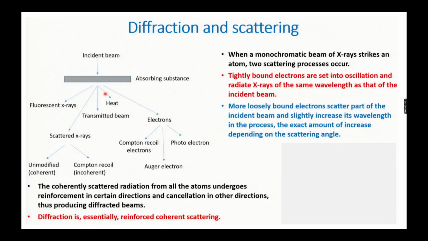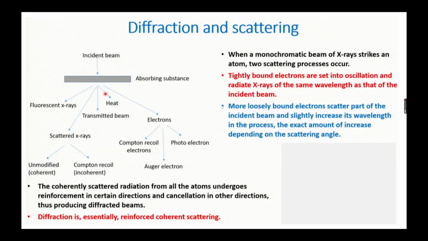So which is right: the diffraction is usually the reinforced coherent scattering, and that is why you get the diffraction. So which was the right one? Here it is saying that this is a full schematic: the incident beam of monochromatic X-ray, and this is your absorbing substance. Two scattering processes will occur. Tightly bound electrons are set into oscillation and radiate X-rays of the same wavelength as that of the incident.